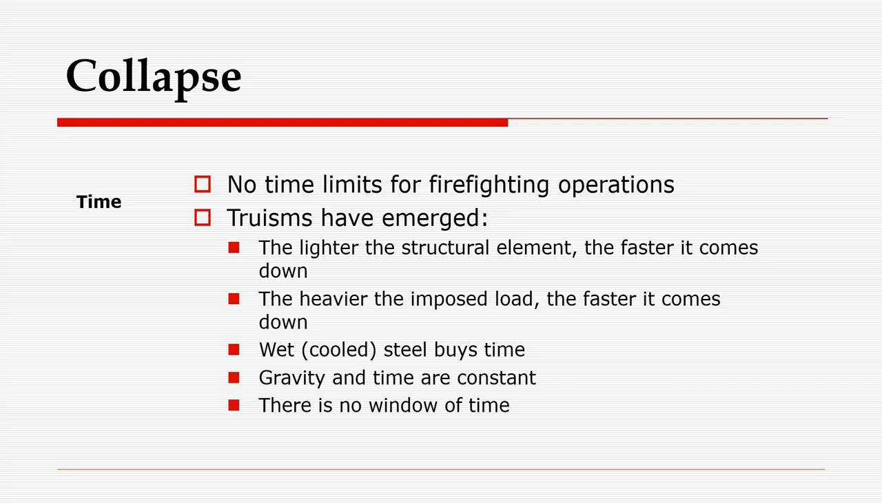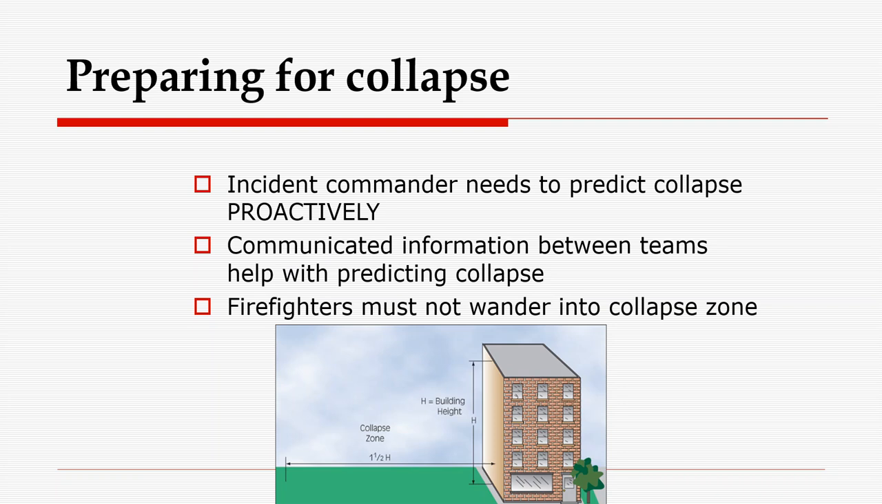Gravity and time are constants. I mean, we can't change time, we can't change gravity. They're going to work for us or against us, so we've got to be Johnny on the spot in identifying things and getting things mitigated. Again, there is no window of time. It's not going to happen within the first 5 minutes every time, but it could happen within the first 5 minutes. So time is not a good predictor of when this collapse will occur.